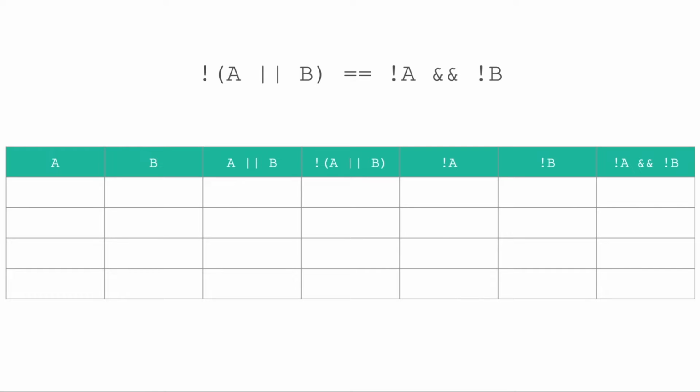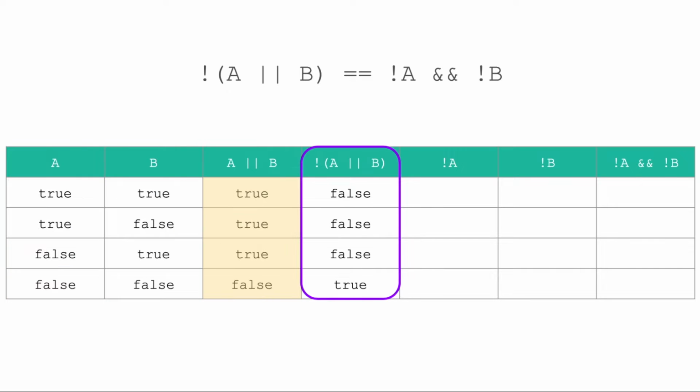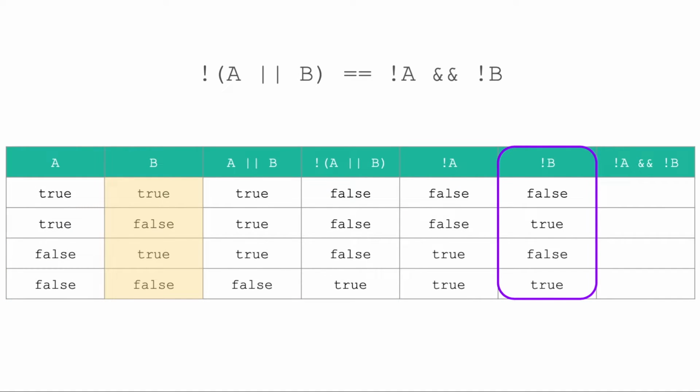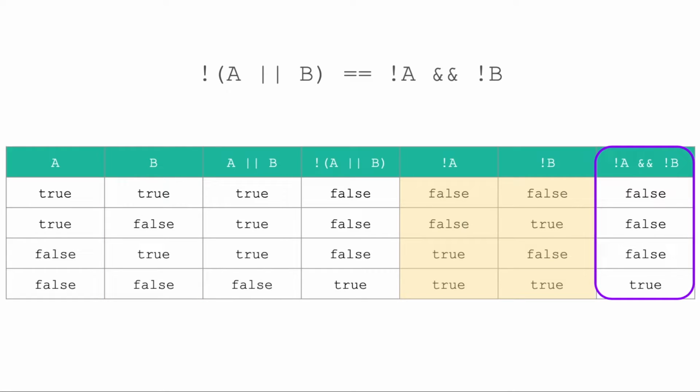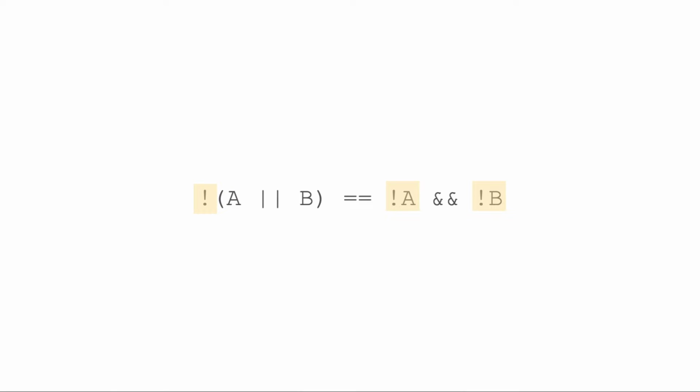Let's look at the second law. The first two columns should be set up as follows. With this information, you can now start evaluating the Boolean expressions. A or B, not (A or B), not A, not B, not A and not B. Notice how these two expressions are equivalent, once again proving De Morgan's law. Distribute the not, flip the or operator to and.